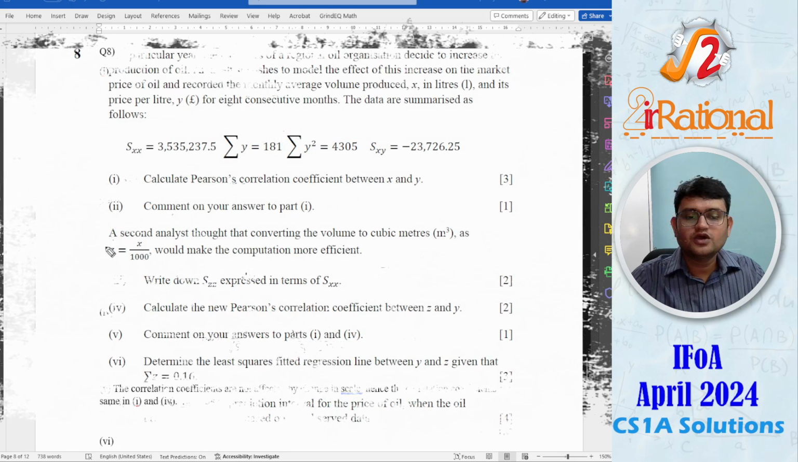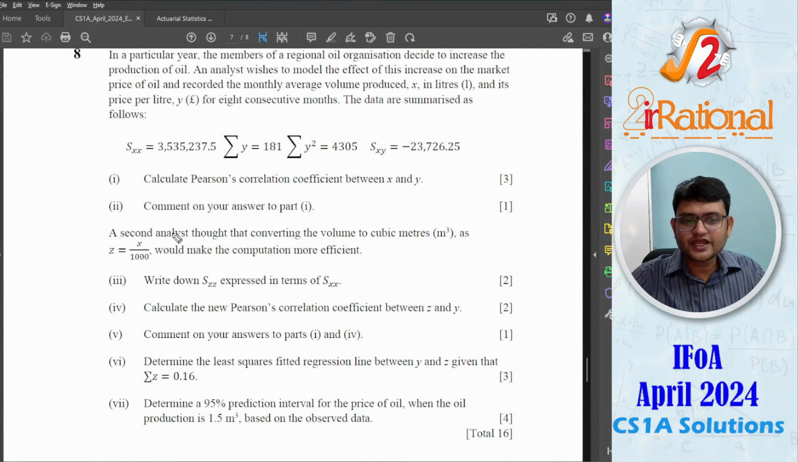We see a high negative relationship between the monthly average volume produced, that is X, and its price per liter, Y. For the third part, a second analyst thought that converting the volume to cubic meters as Z is X by 1000 would make the computation more efficient. Third is write down SZZ expressed in terms of SXX. They just said write down, so I'm not expecting us to show the whole conversion, but if you want to, you can.